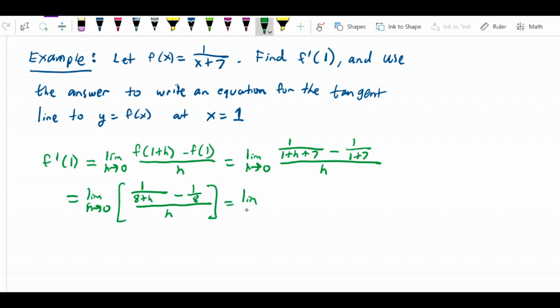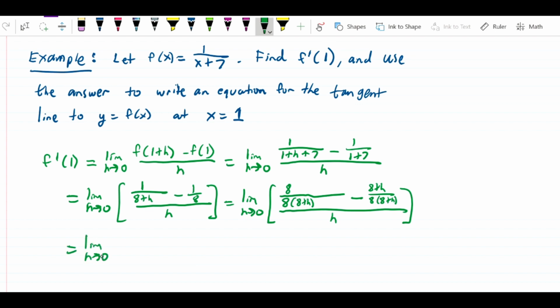So do some more simplification. We're going to get 8 over, I'm going to combine the denominators. I'm going to multiply them to get a common denominator. So that's going to be 8 plus h, and then minus 8 plus h over 8 plus h. And all of that still just goes over h. So now that comes out to the limit as h approaches 0 of 8 minus 8 plus h over 8 plus h, all over another h.